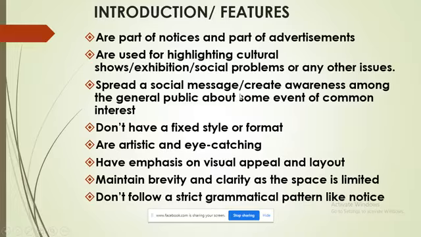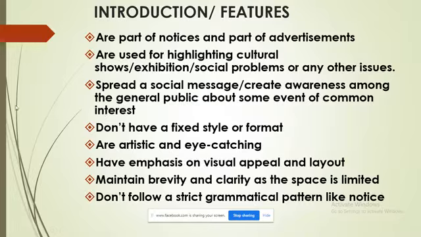Spread a social message, create awareness among the general public about some events of common interest. This is also one of the reasons for displaying or issuing posters.